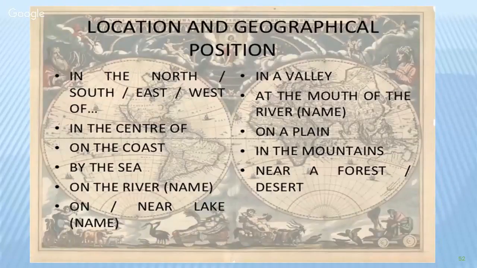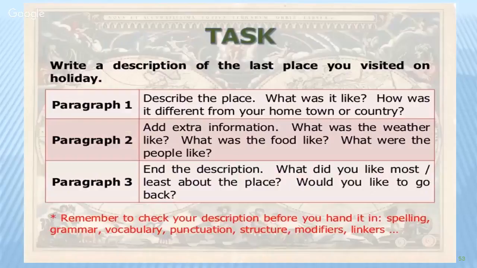Location and geographical position. In the north, in the south, east, west, wherever. In the center of, on the coast, by the sea, on the river. So say the name of the river. On or near the lake, whatever the name of the lake is. In a valley, at the mouth of the river, on a plain, in the mountains, near a forest or desert. So it's the geographical position of the place that you are describing.